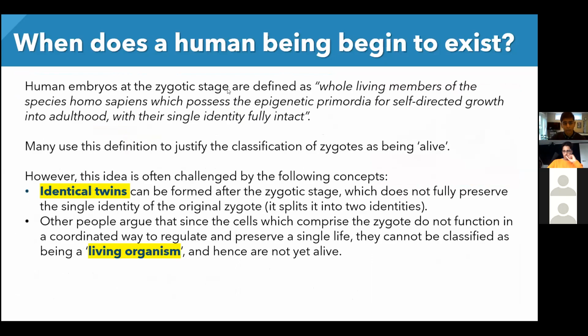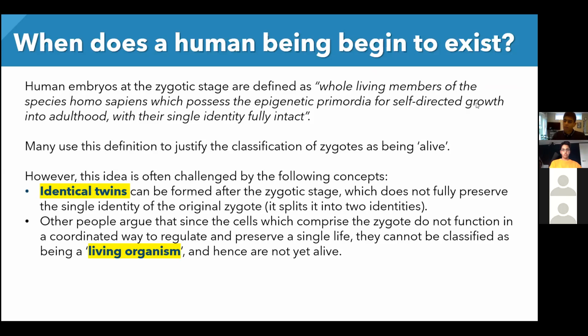Human embryos at the zygotic stage are defined as whole living members of the species Homo sapiens, which possess the epigenetic primordia for self-directed growth into adulthood with their single identity fully intact. So that's the definition of a zygote, essentially. Many people use this scientific definition to justify classifying zygotes as being alive, due to the fact that zygotes are whole living members of the species which have the potential to grow into adulthood. They can be classified as alive.